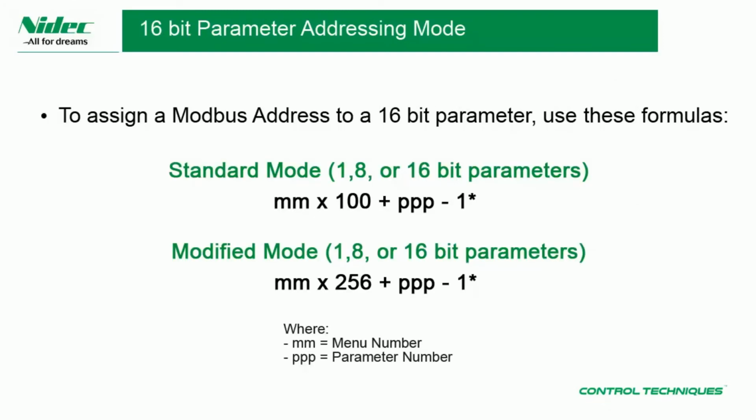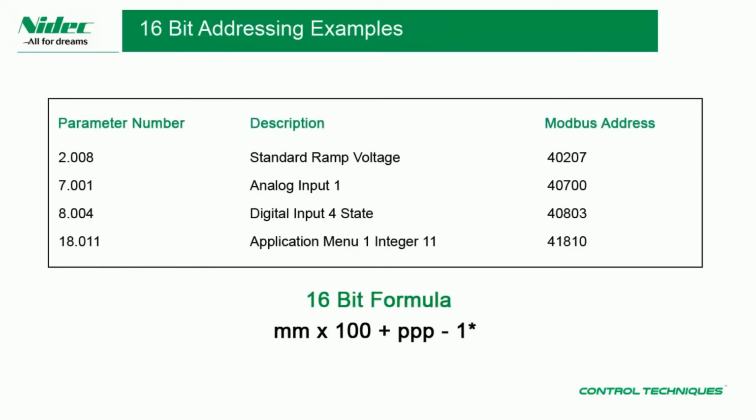To assign a Modbus address to a 16-bit drive parameter, use these formulas. There's an asterisk next to the -1, and that is due to the fact that some Modbus clients or masters automatically subtract 1 from the register address. If you're not getting the data that you expect, simply add 1 to your address and try again. Here are some examples of some drive parameters and their Modbus addresses. Again, if you do not get the data that you expect, simply add 1 to your address and try again.